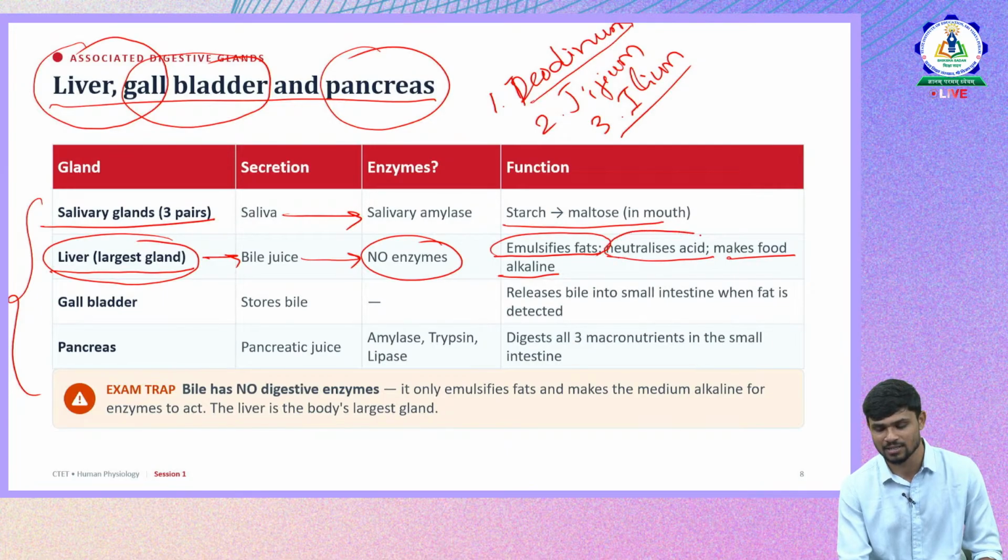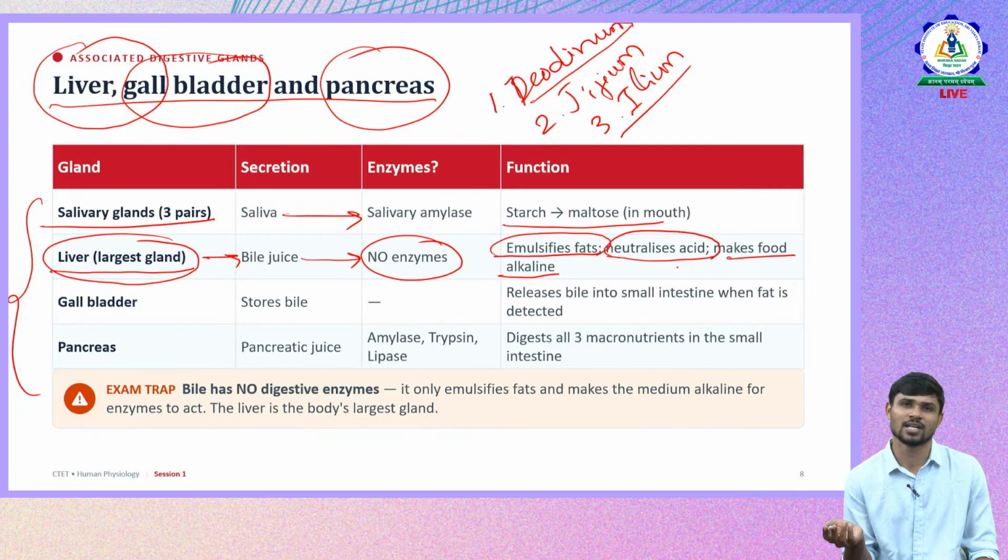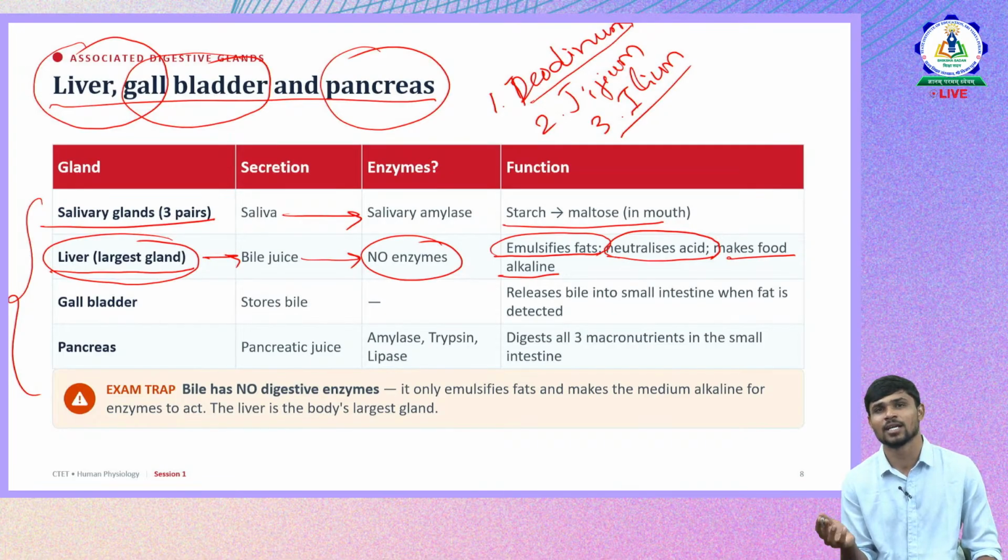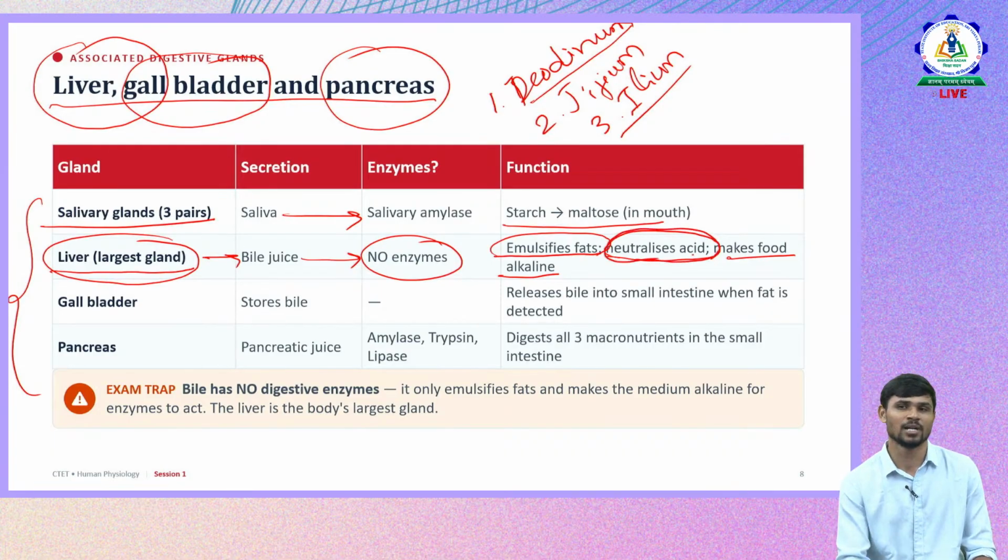Then it neutralizes acid. Where is the acid? There is no acid in the small intestine. But then what is the need for bile juice to neutralize acid? If we remember, the food in the stomach is acidic in nature because HCl is released to create an acidic medium for pepsin to act. So the food digested inside the stomach has an acidic pH, and it comes directly to the small intestine in acidic form. So that should be neutralized, and it is neutralized by the bile juice.